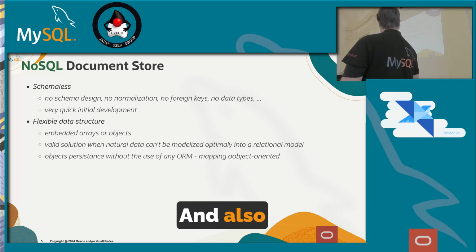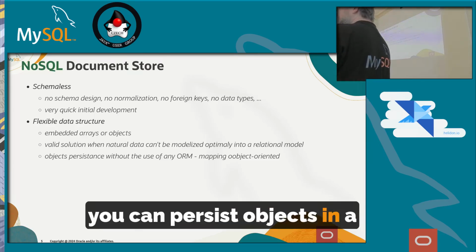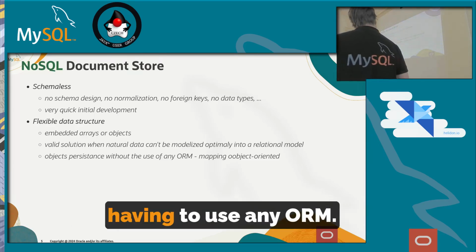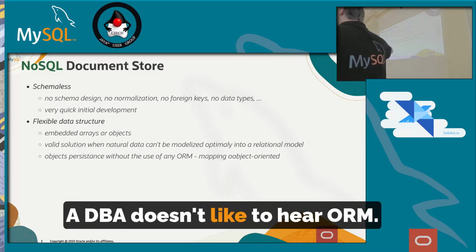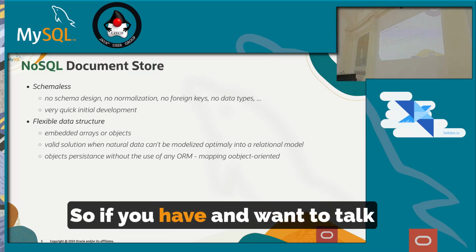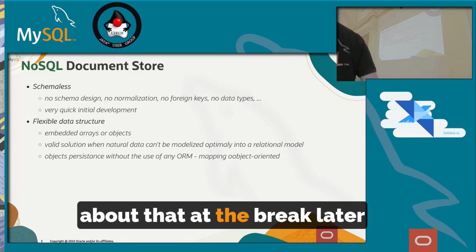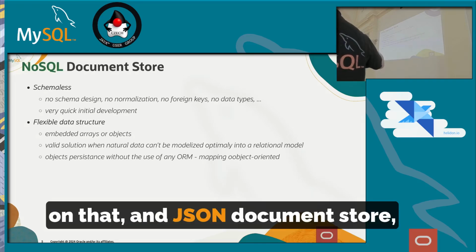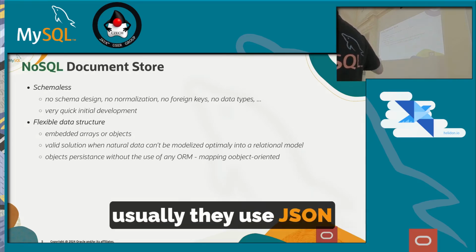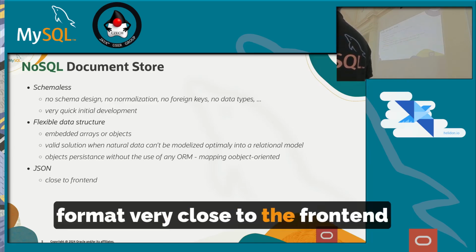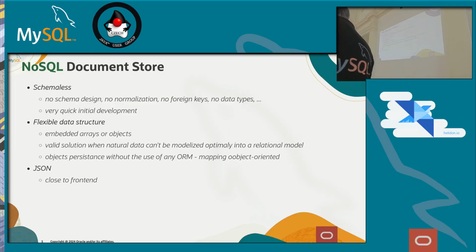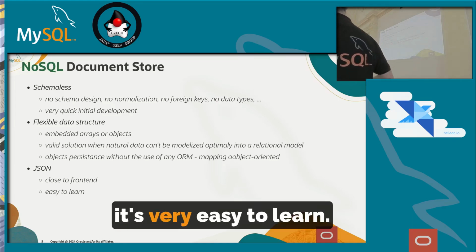And also, you can persist objects in a document store without even having to use any ORM. ORM, it's a very good word for a DBA. A DBA doesn't like to hear ORM. So if you want to talk to me about that, we can talk later on that. And JSON. Document stores usually use JSON. JSON is a format very close to the front end, even for people using JavaScript. I cannot say that to a Java User Group. And it's very easy to learn.